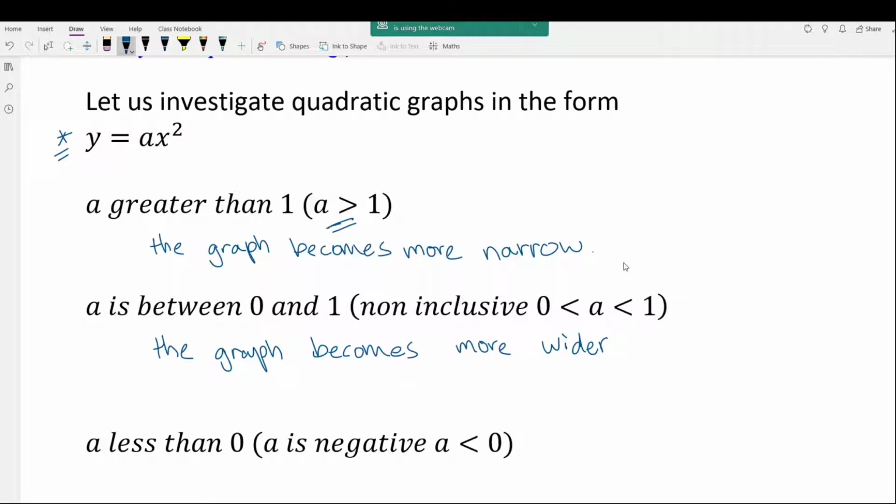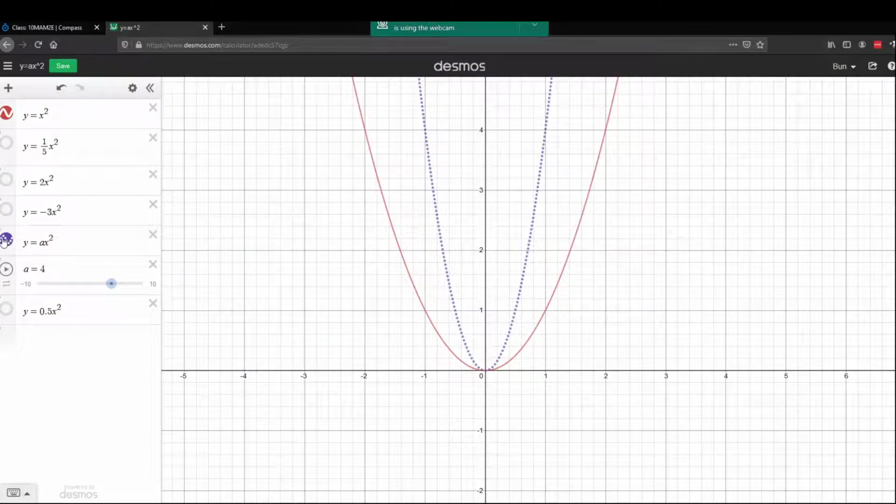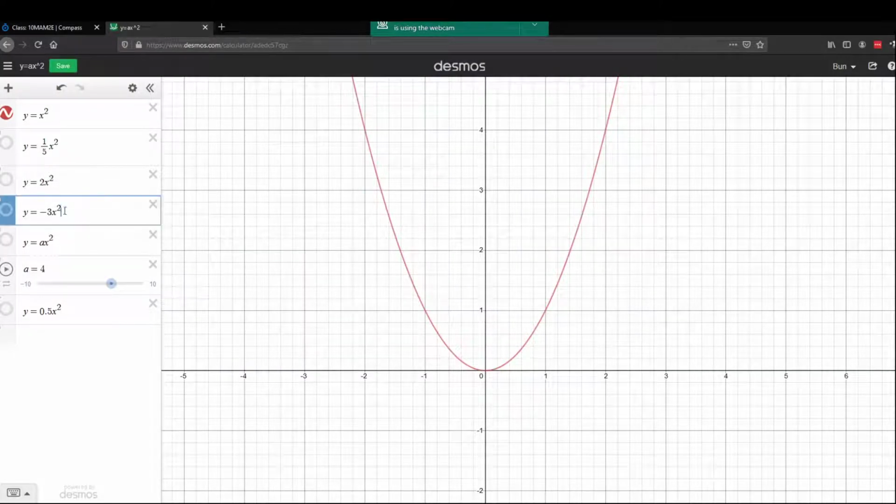Now these two transformations that we've just done are called dilation. That's when we are stretching or squashing the graph. That's called dilation. Now let's look at what happens when a is less than 0, when it is negative. So let me bring that up. Let's do this example here.